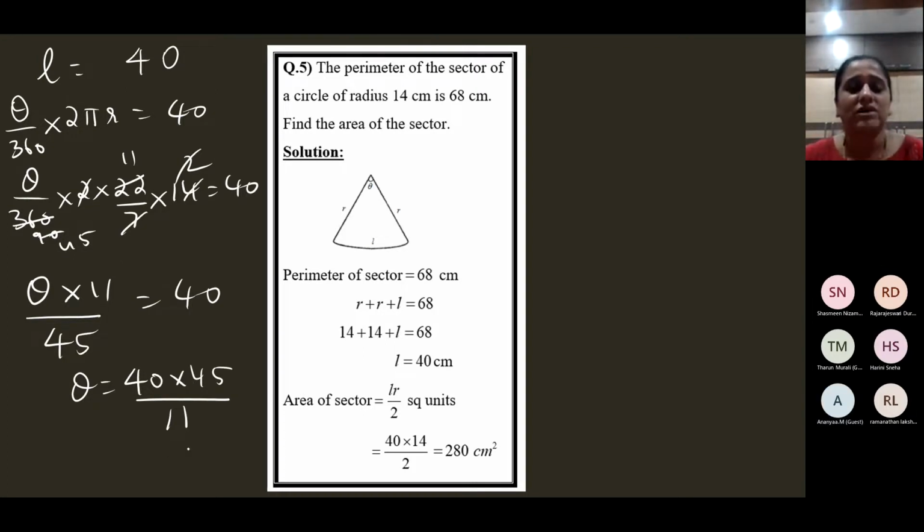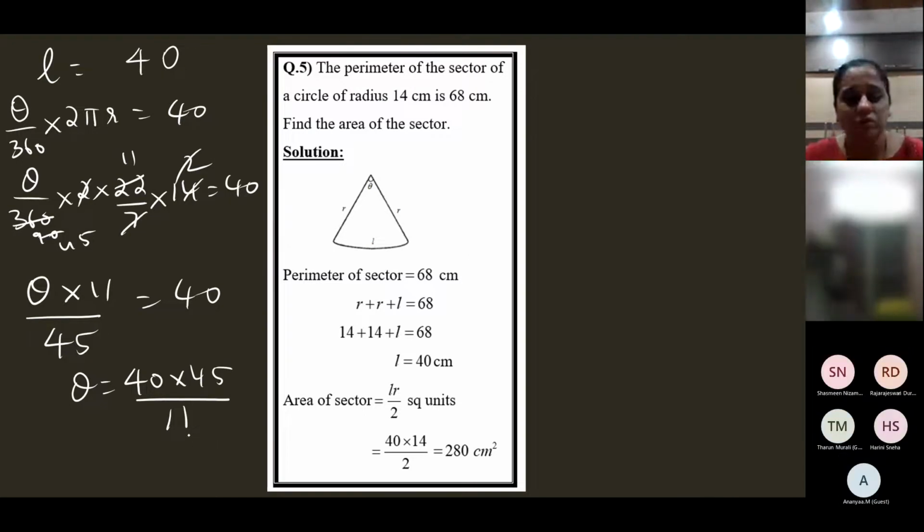Because if this is the final answer, then you should find the decimal value. If this is not the final answer, you're going to use this for further calculation. Always, anytime, if this is the final answer, then you have to find the decimal value. This is not the final answer. We're going to use this to find something else. So you can leave it as a fraction like this.